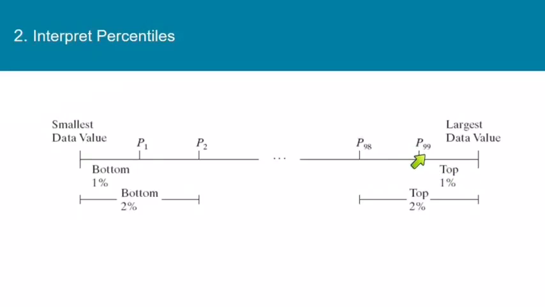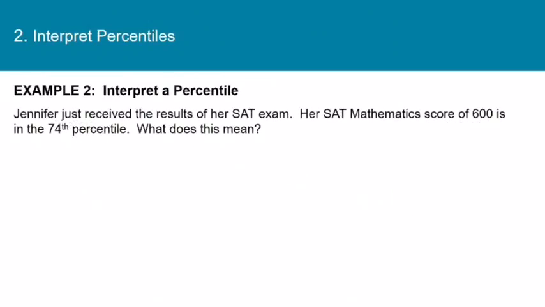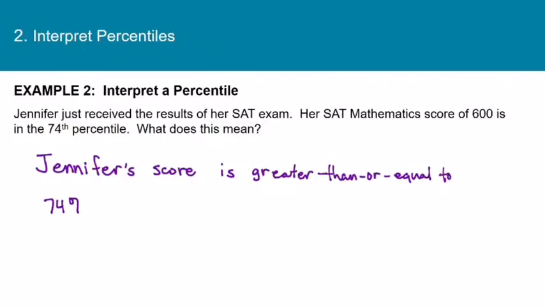So to say that someone's test score is in the 99th percentile is to say that that test score is greater than or equal to 99% of the total scores. So let's look at example 2. This says Jennifer just received the results of her SAT exam. Her SAT mathematics score of 600 is in the 74th percentile. What does this mean? Well, it just means that Jennifer did better than or equal to 74% of those who took the test.